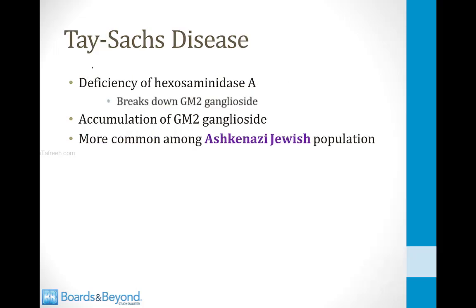The reason gangliosides are important for this module is because defective metabolism of gangliosides can lead to Tay-Sachs disease. Tay-Sachs disease results from an enzyme deficiency of hexosaminidase A. This is an enzyme that breaks down the GM2 ganglioside. As a result, accumulation of GM2 gangliosides occurs in the nervous system, leading to Tay-Sachs disease. And like several of the other lysosomal storage diseases, Tay-Sachs disease is more common among people of Ashkenazi Jewish descent.